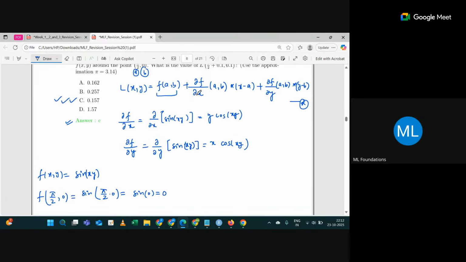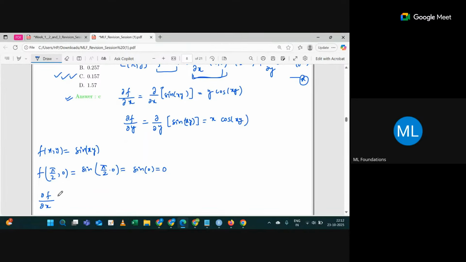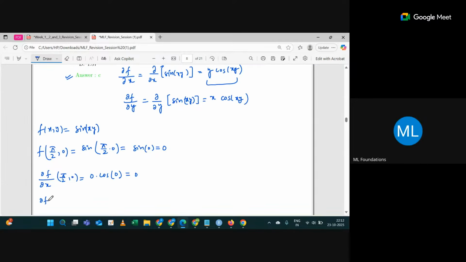Next thing we need is del f del x at a comma b. What is a comma b? It's pi by 2 comma 0. Del f del x is y into cos xy, so it will be 0 into cos 0. Anyway, it will be 0 only, because 0 into something is 0. Then del f del y at pi by 2 comma 0 is x into cos xy, so pi by 2 into cos 0. Cos 0 is 1. So it's pi by 2.